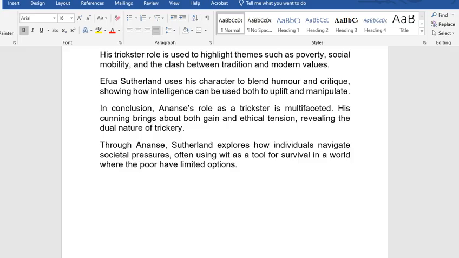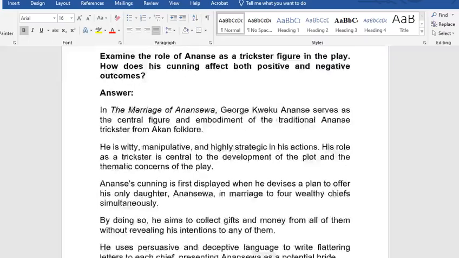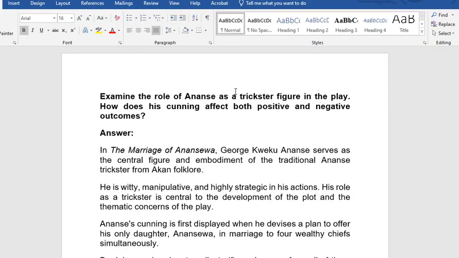Now let's look at the question again to see if we have done justice to the question. The question says, examine the role of Ananse as a trickster figure in the play. We have done that. How does his cunning affect both positive, we have done that, and negative outcomes? So we have done justice to the question.